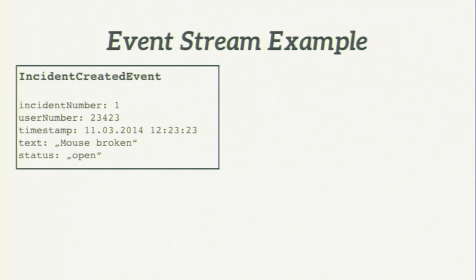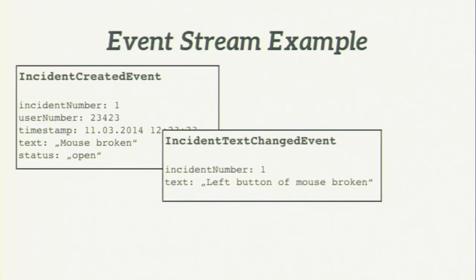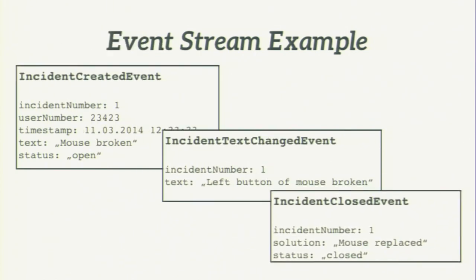After that, we change the text of the incident. So it is allowed to alter, for instance, the description of an incident, whereas it wouldn't be allowed to alter the reporting user, for instance. So we fire off an incident text change event and say, okay, it's especially the left button of the mouse that had been broken. And then we resolve or close the incident by a solution, that the mouse has been replaced for the user. And this is a very, very easy example of an event stream that is happening.